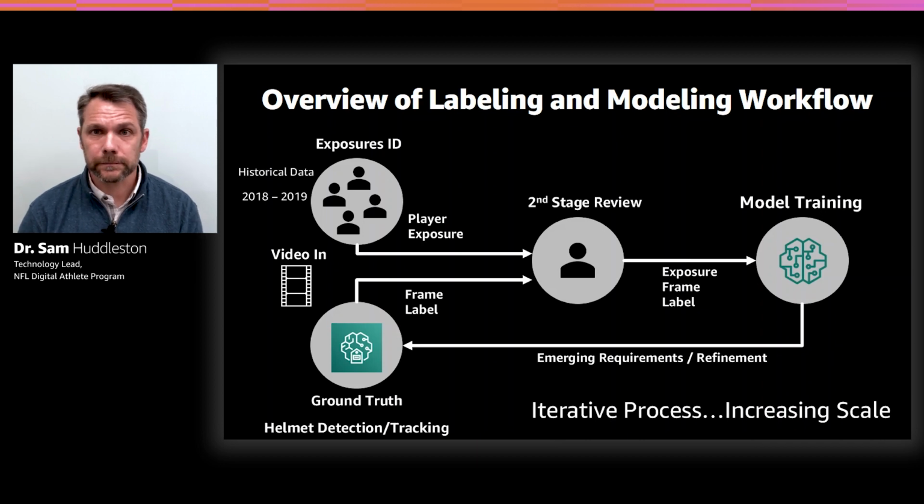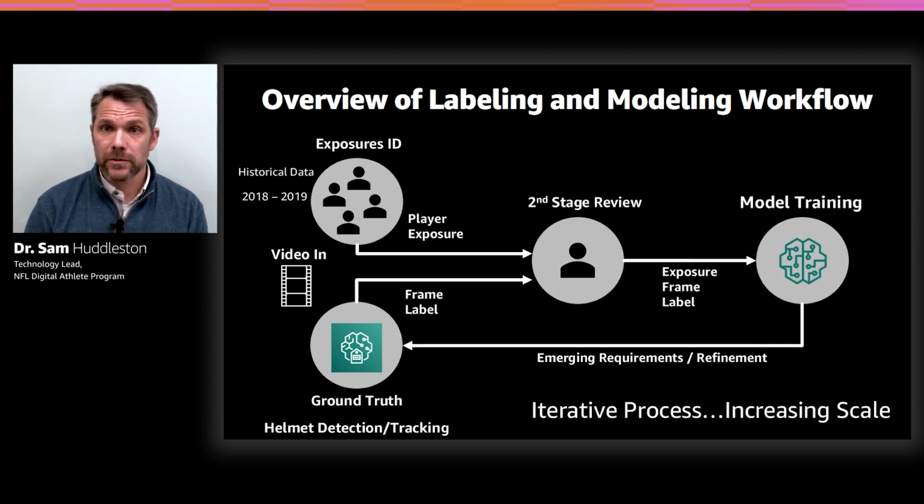As I mentioned, we have some historical data because we do this research program every year where we label these videos. And so our starting point was a historical data set from 2018 and 2019 that documents at the player and play level the exposures that are experienced by players. So I have this player and this play had maybe 2 helmet impacts. But what I don't have is that marked on the video per se.